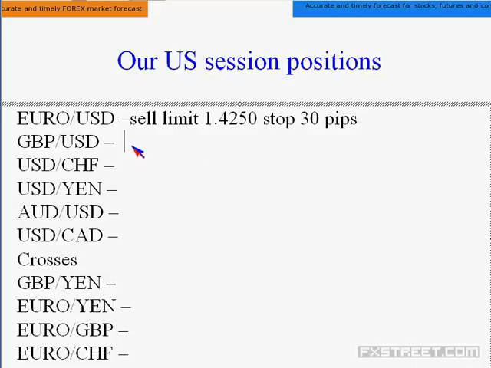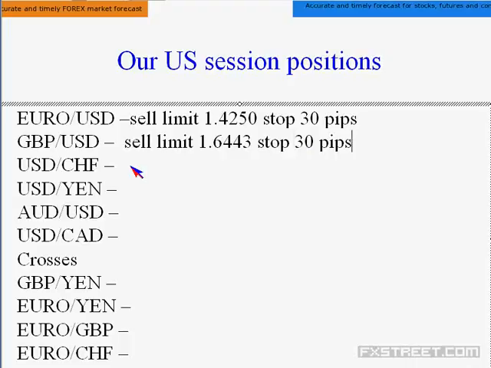Similarly, in the case of GBP, currently trading around 64.34, below that of the initial high what they have set. They have not breached the initial high. So we will keep 10 pips above, sell limit order, 1.6443, 1.6433, 34 is the current level. So we will try to keep 1.6443 with a stop of 30 pips.